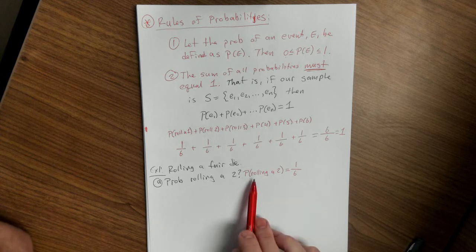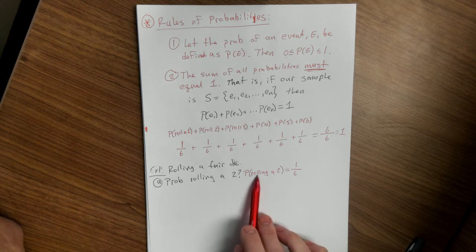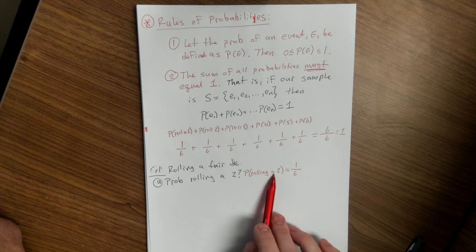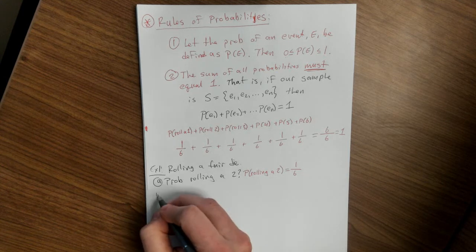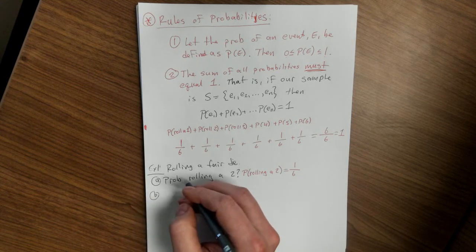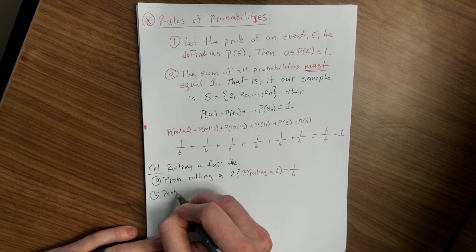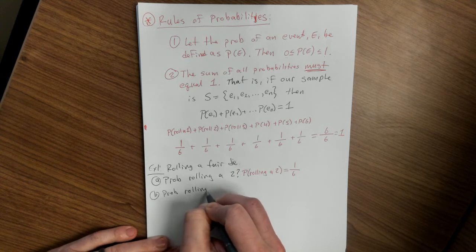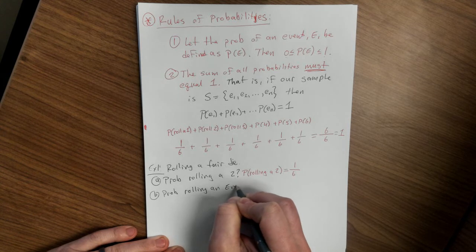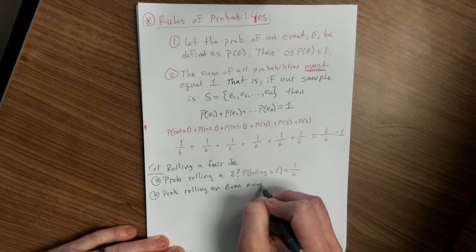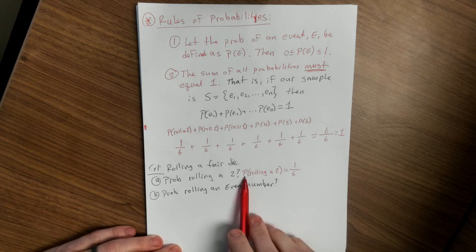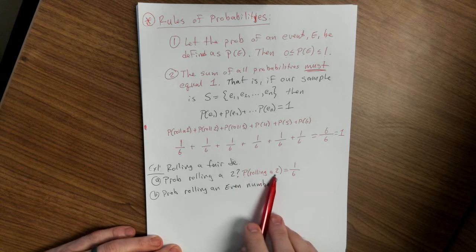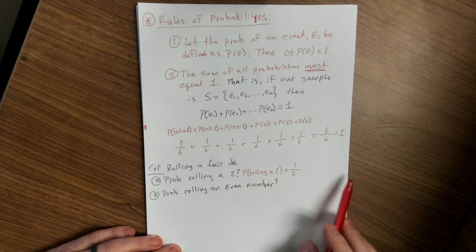So what happens though is we want to condense rolling a 2. We don't want to have to write this all the time. So we want to do some shorthand. So let's look at part B. Probability of rolling an even number. So now we don't want to take too long. We don't want to sit here and write the probability of rolling a 2 plus the probability of rolling a 4 plus the probability of rolling a 6.